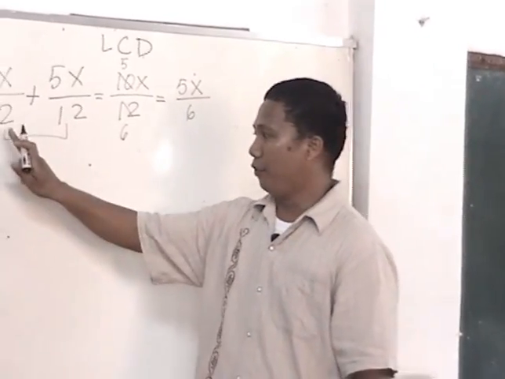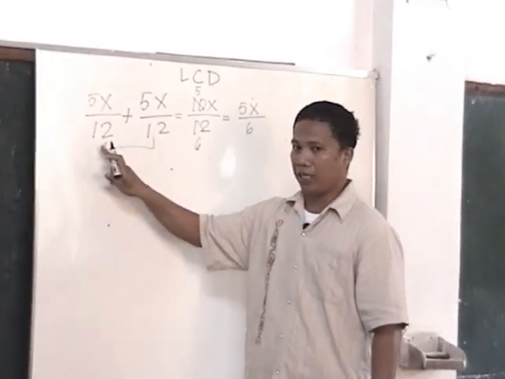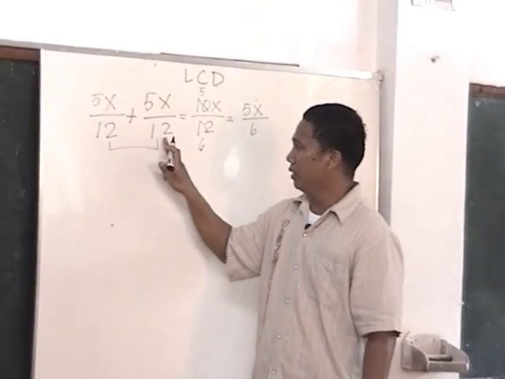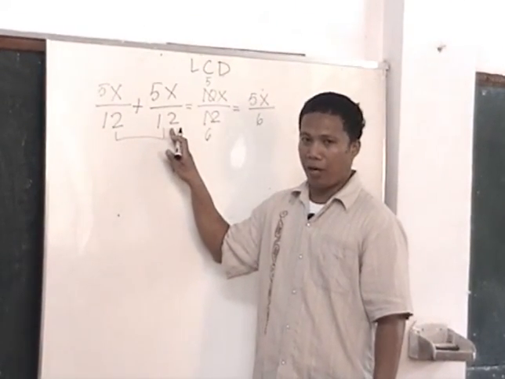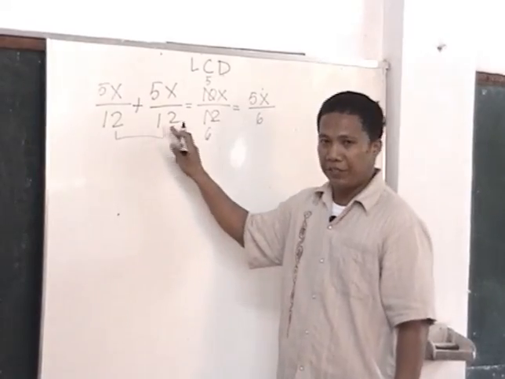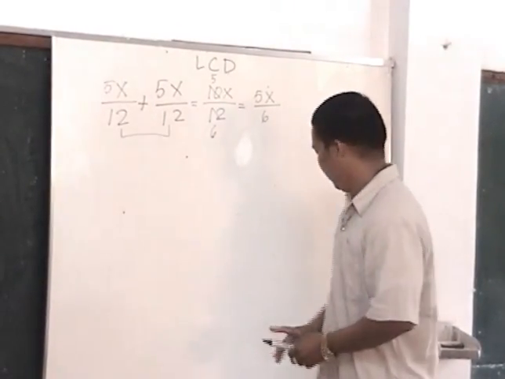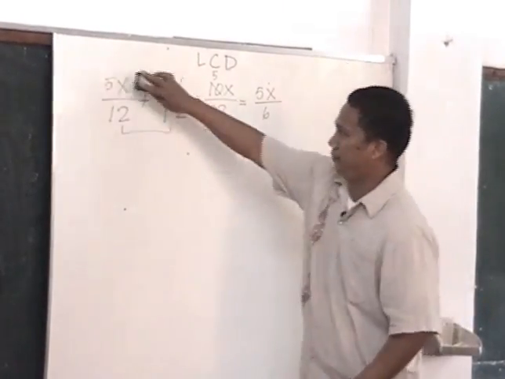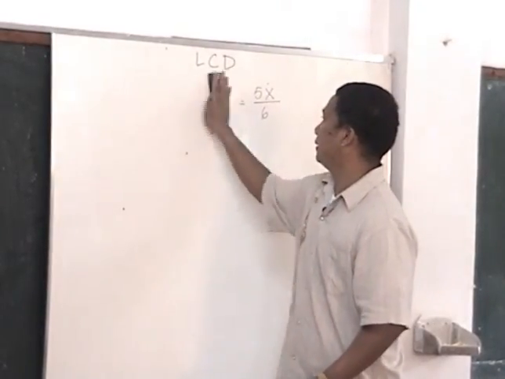So that is for rational expressions having the same denominator. How about if we are having different denominators? Let us have another example. Will you raise it?